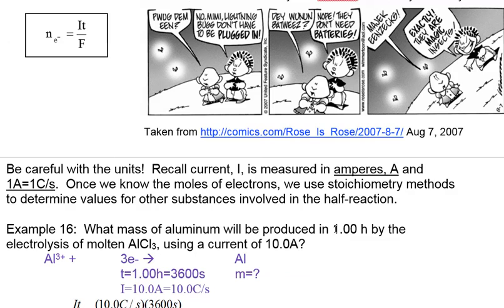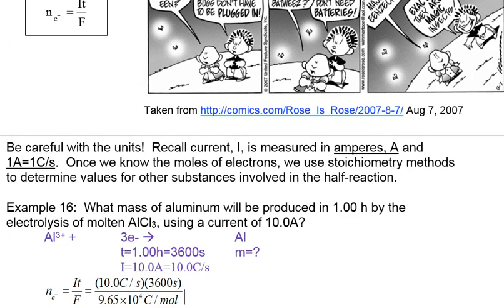So in terms of our given information, current and time are the two things we can use to figure out our electrons. So that's why I put them below the electrons here. We're looking for mass of aluminum. So using our formula, moles of electron equals current times time divided by Faraday's constant. We know all of those pieces of information.